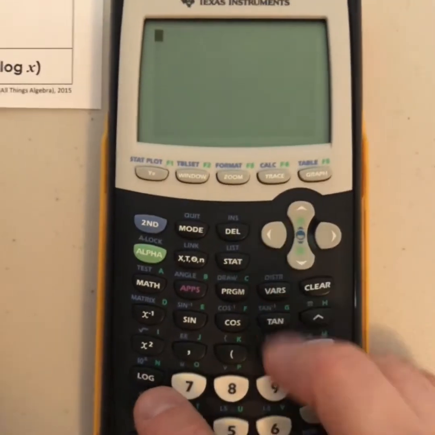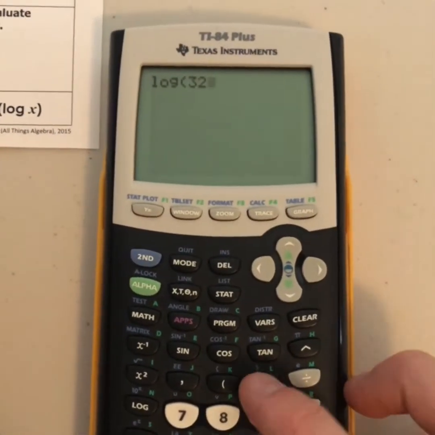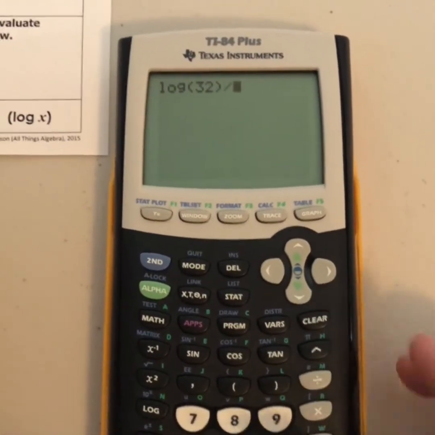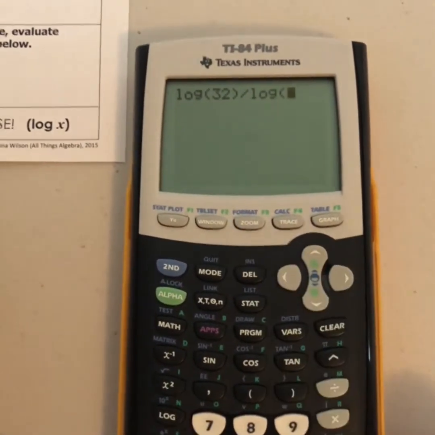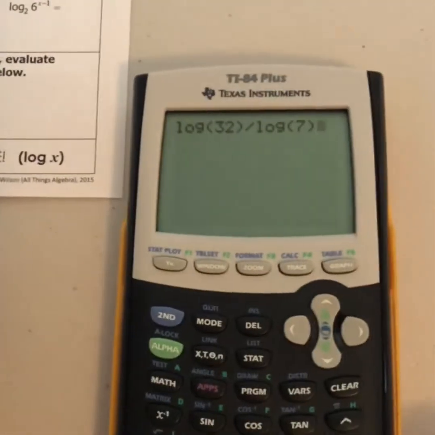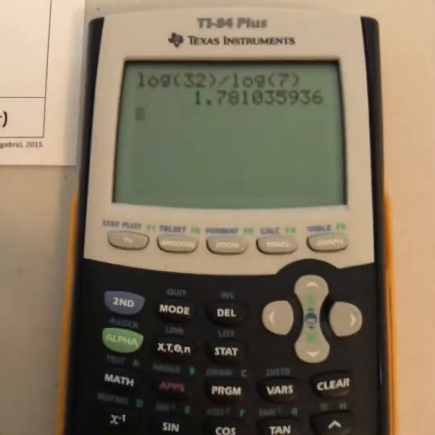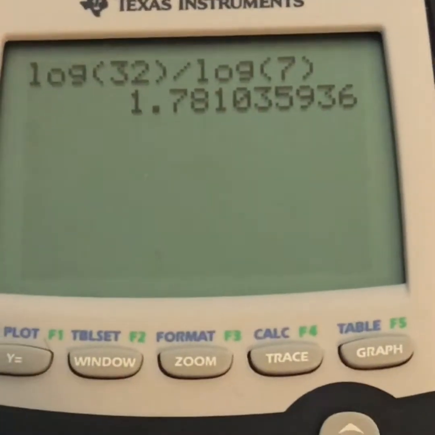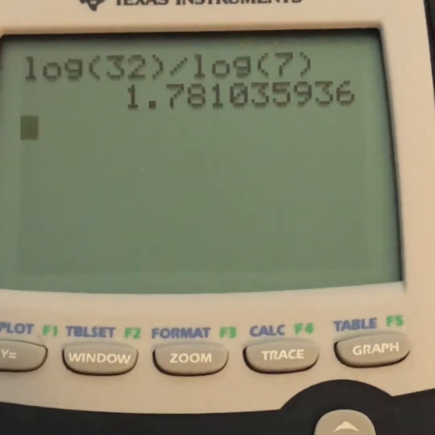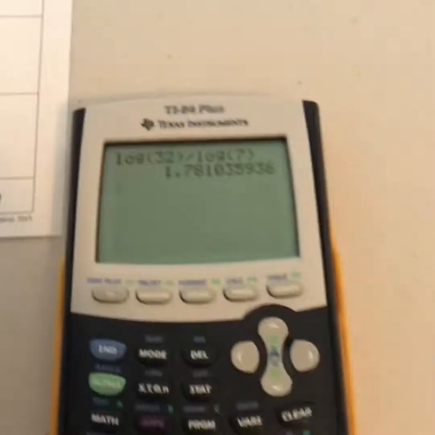You're going to just type in log. So log of 32, close your parentheses, divided by log of 7. And it gives you a decimal, which we can round to the nearest thousandth usually with log, so 1.781. So that's all you got to do for the change of base formula when you run into that. Didn't want to throw too much at you yesterday.